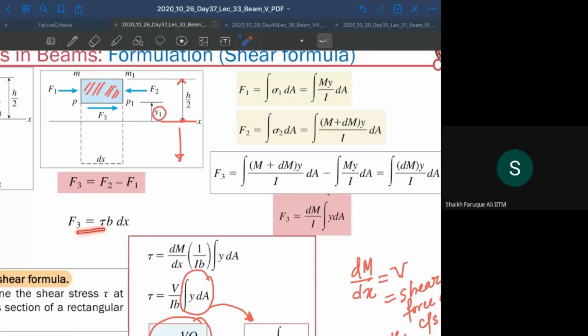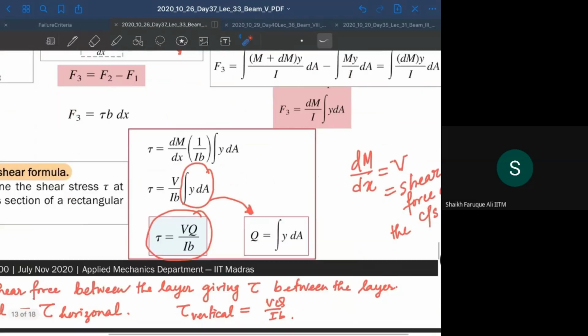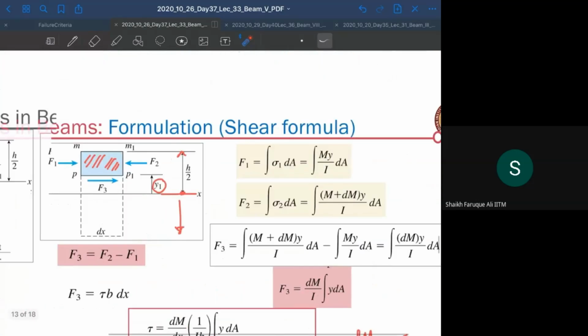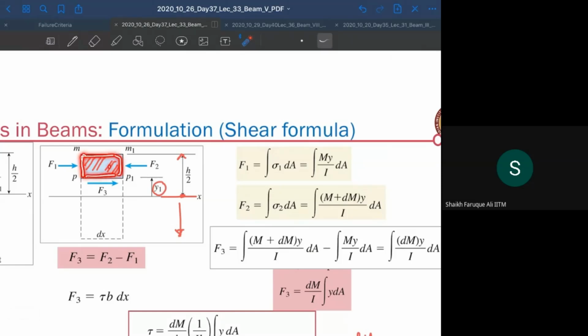Now, if F3 is tau b dx, I can write that here. So tau is going to be dM by dx times 1 by Ib, where b has come into the denominator, and dx has come into the denominator, times the integral of y dA. What is dM by dx? We know the derivative of moment with respect to x gives you the shear force. So dM by dx is the shear force V. So this is V by Ib. And the integral of y dA is the first moment of area. We name it Q, the first moment of area. Which area? The first moment of this area, with respect to the neutral axis.